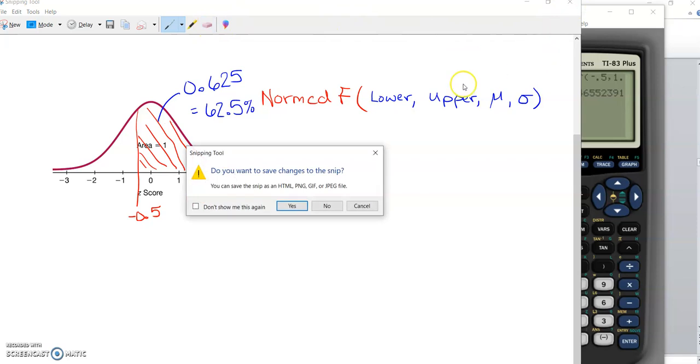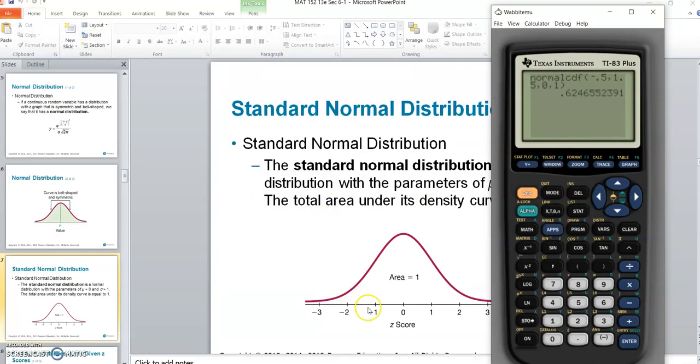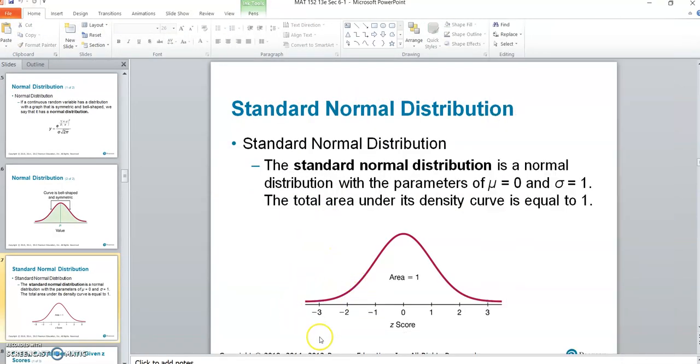The other thing that I want to show you, let me get a new picture. If we wanted to go, let me see.